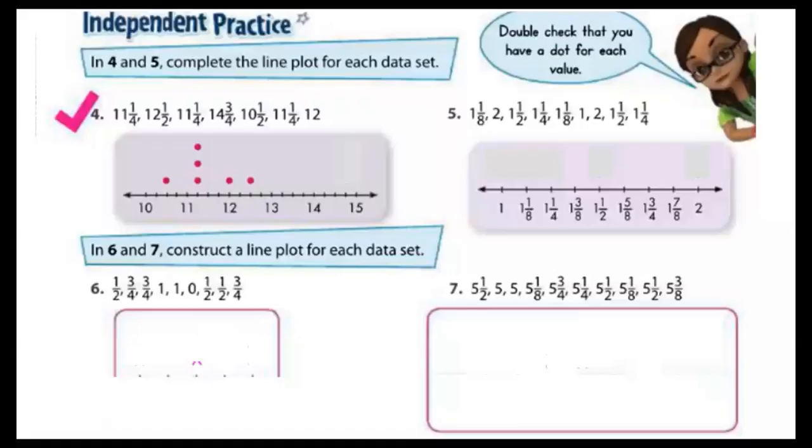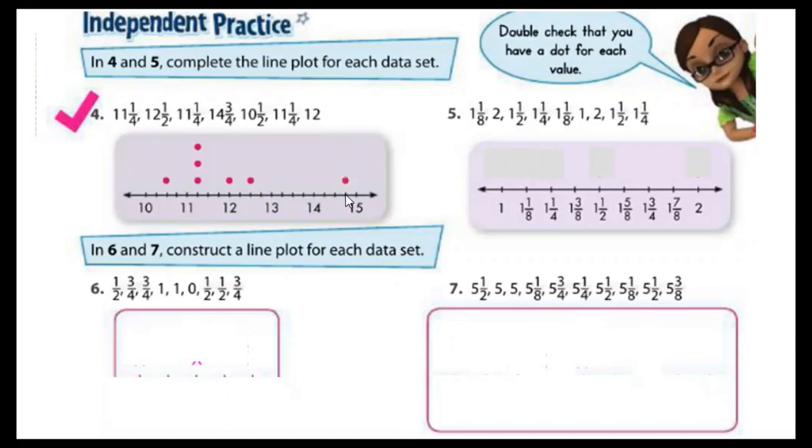So here I represented 12 just one time, just one bolded dot over it, and 12 and a half just one time, one dot. Okay, now where is the last value I'm going to represent? It's 14 3/4, and it's repeated just one time. So I'm going to count 3/4 over 4.